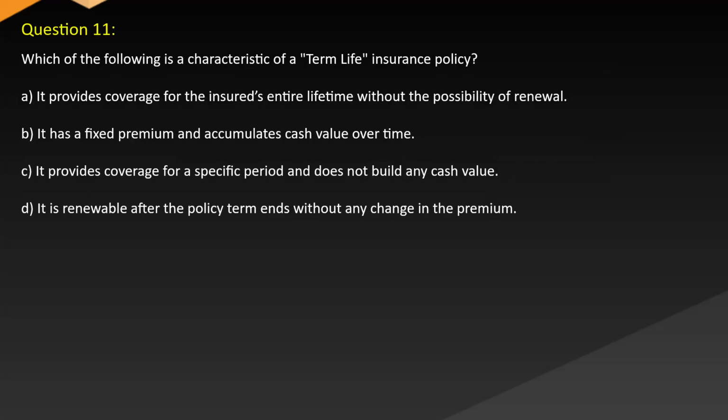Question 11. Which of the following is a characteristic of a term life insurance policy? A. It provides coverage for the insured's entire lifetime without the possibility of renewal. B. It has fixed premium and accumulates cash value over time. C. It provides coverage for a specific period and does not build any cash value. D. It is renewable after the policy term ends without any change in the premium.